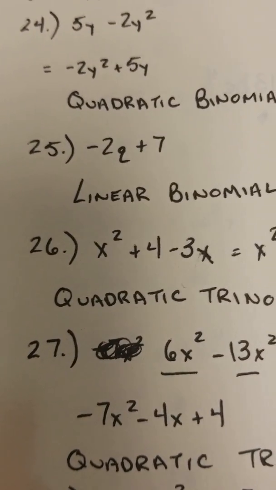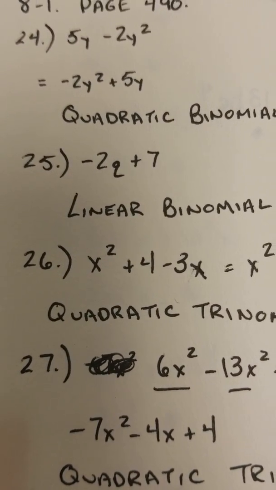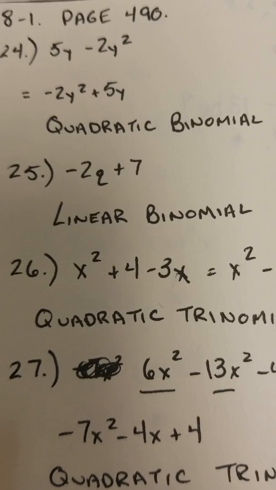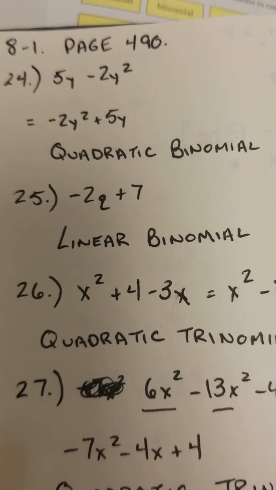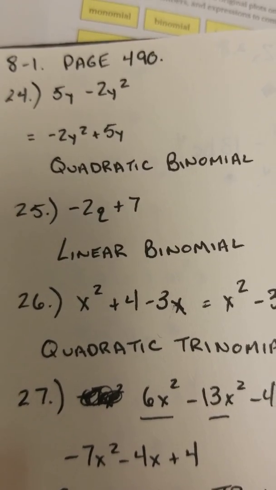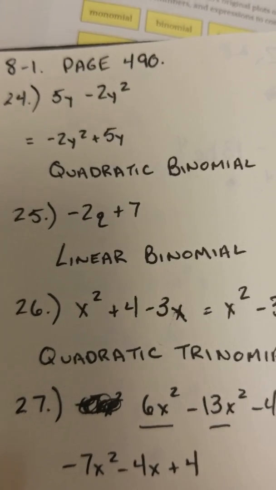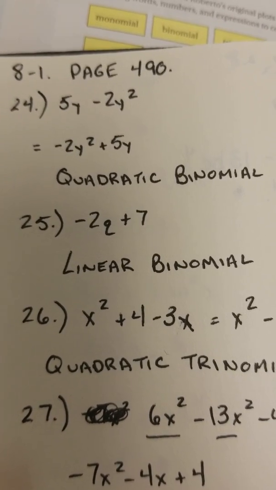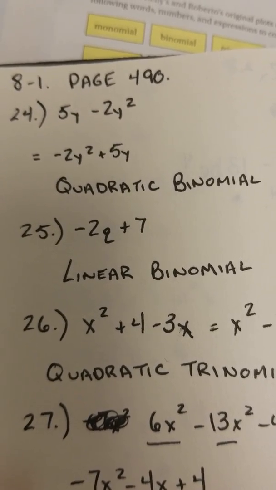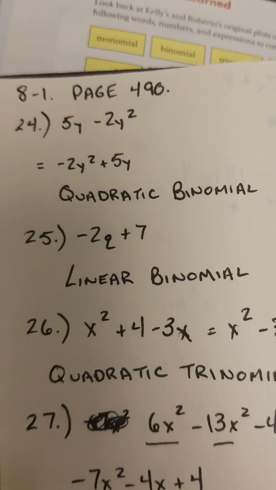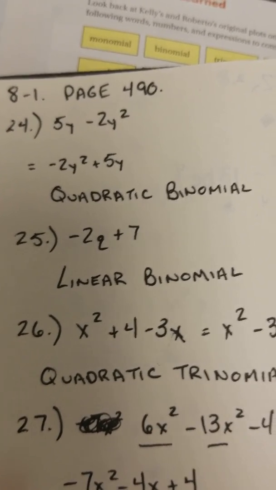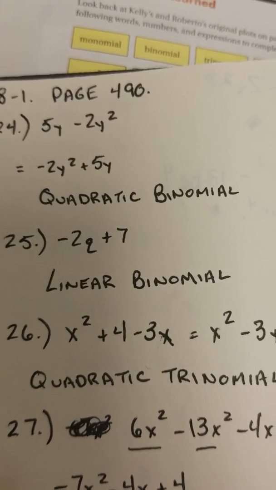Number 25 here, we have negative 2q plus 7. Because the q is just to the first power, we know that it's a linear function. It's going to travel in a straight line. If I actually graph that on an xy plane, it's just going to go in a straight line, so it's linear. And because there are 2 parts, it's a binomial.